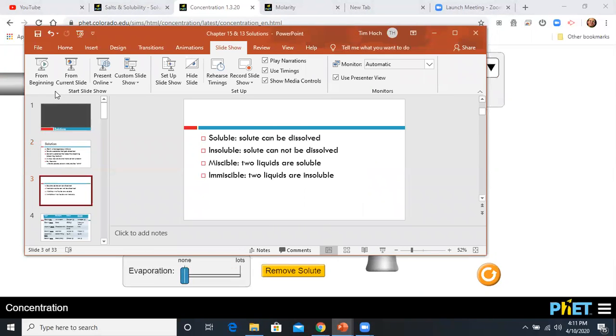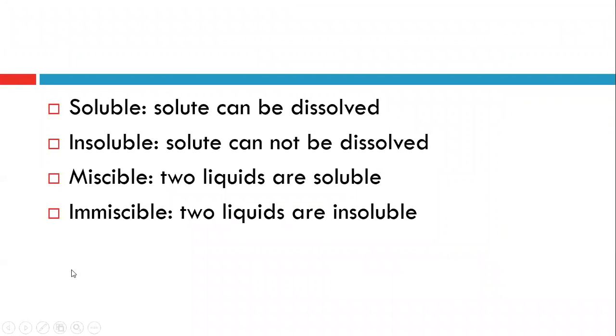Moving forward, let's look at what soluble, insoluble, miscible, and immiscible mean. Soluble means that the solute can be dissolved. For example, if I had sodium chloride and added it to a beaker of water, it would break up into sodium ions and chloride ions. That would mean the solute actually can be dissolved. And typically you wouldn't be able to see the sodium and chloride ions individually.